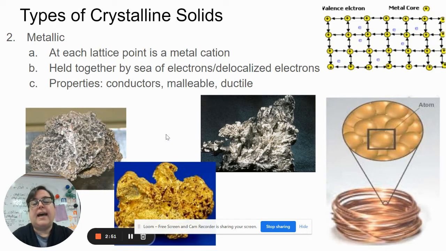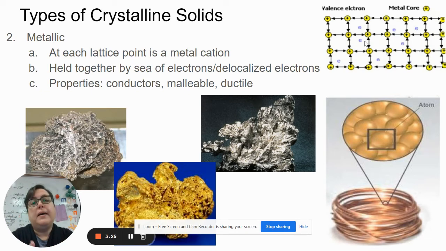Metallic solids have a metal cation at each point. Up here in our picture, we have our metal cation, and our electrons, remember, in metallic bonds are delocalized. So we have the electrons kind of floating around wherever they feel like going. It's held together by that sea of electrons. It technically is the electrostatic force between the electrons and the metal cations. But when we hit it, those metal cations, even though they might line up, have those electrons in between to buffer it so they don't repel each other.